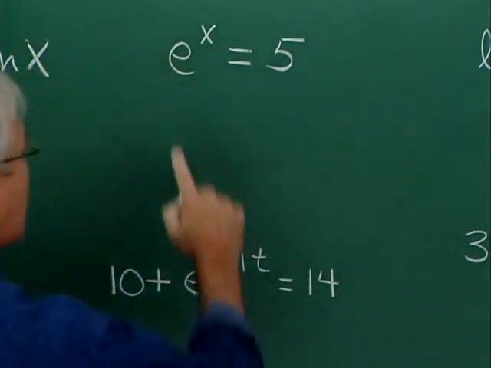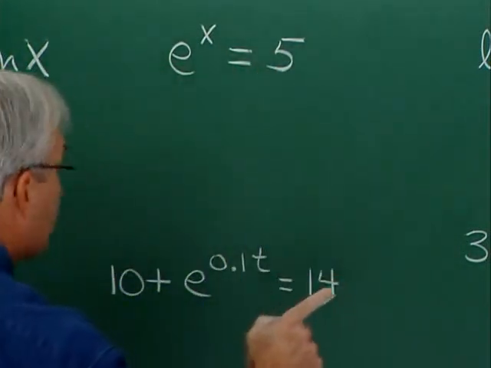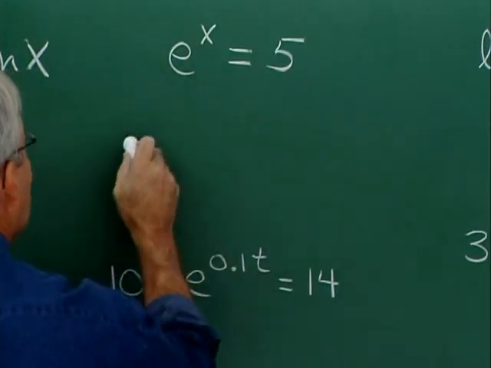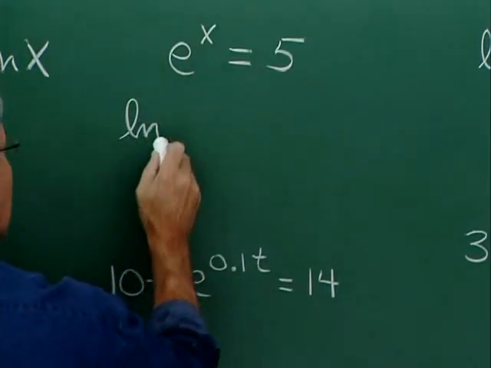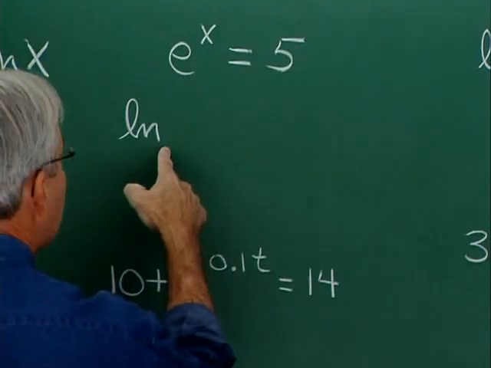So here we want to change this into logarithmic form, and it's the natural log form because e is the base here. So it's ln. Now, the base is understood to be e.